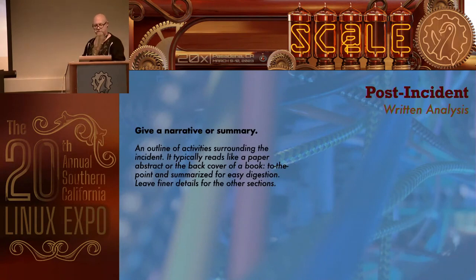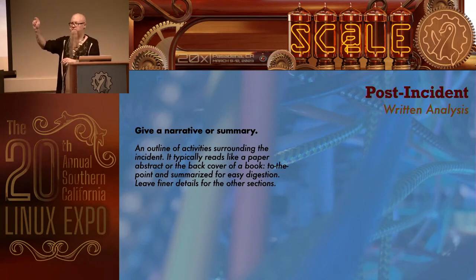This is the actual template in our software that our team used. So the software doesn't have this template. The software just has a place to put a template. So this is the template that we put for our team. Give a narrative or a summary.